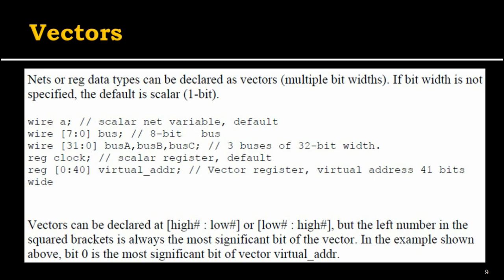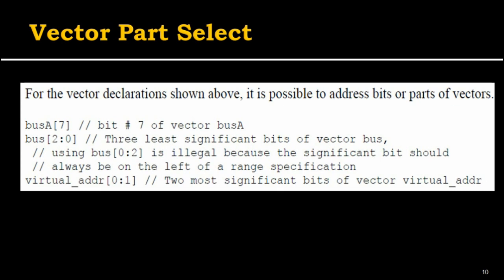Next one, the vector part select. Here the vector has n number of bits, and among the n bits we can choose any range of bits. That is called vector part select. For a vector declaration, it is possible to address a bit or part of the vector. We can address a part of the vector, or we can address a single bit of the vector.